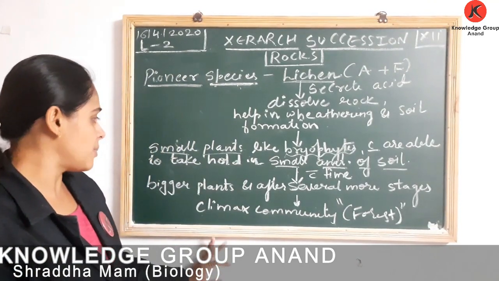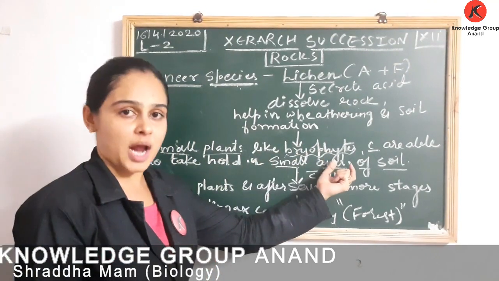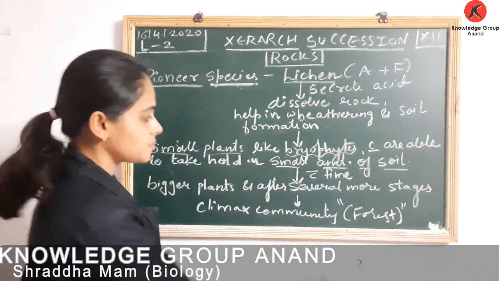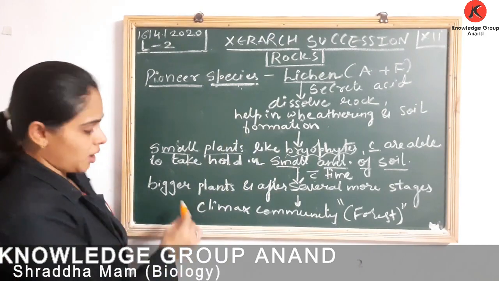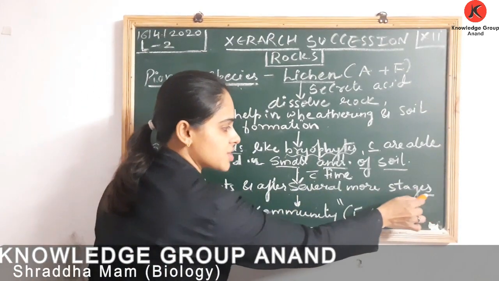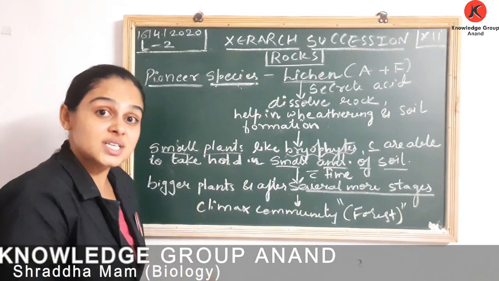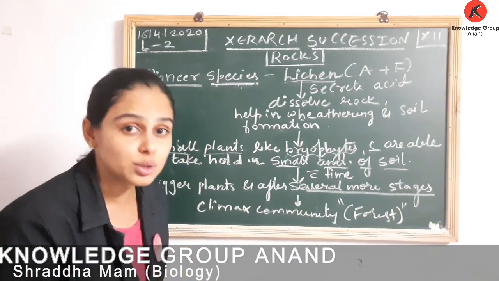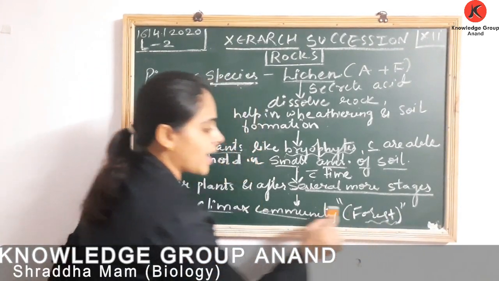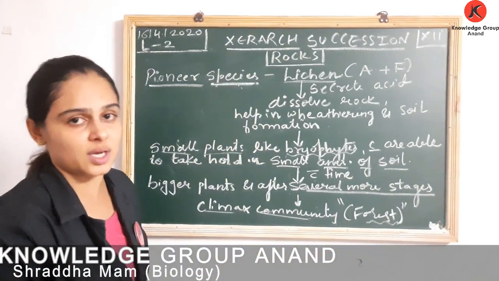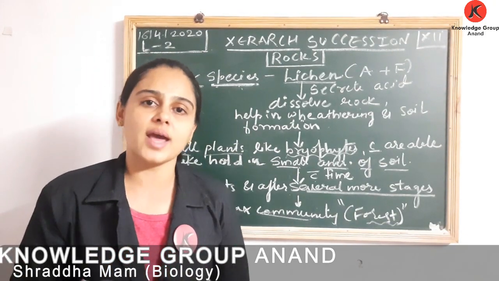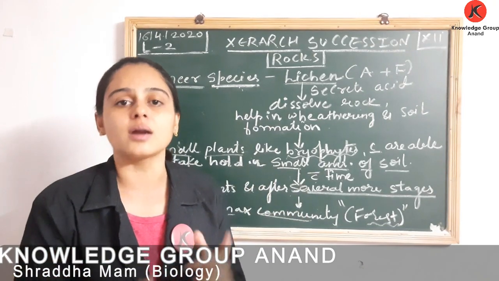So यहाँ पे क्या लिखा है मैंने? Small plants like bryophytes which are able to take hold in a small amount of soil. With time, your bigger plants, and after several more stages, here we are talking about seral stages, seral communities, right, leads to a climax community, that is our forest. Okay, so this climax community will be stable as long as environmental factors are stable.